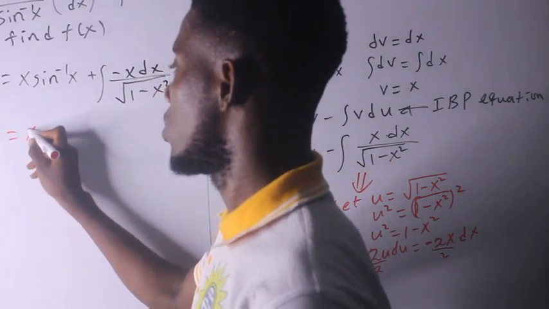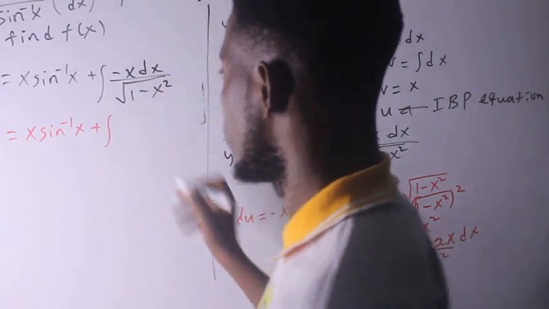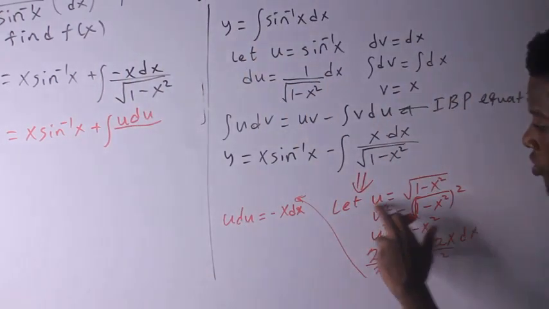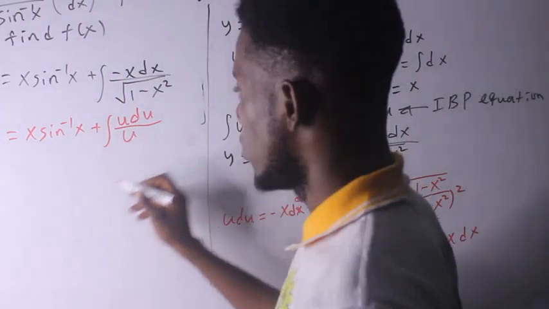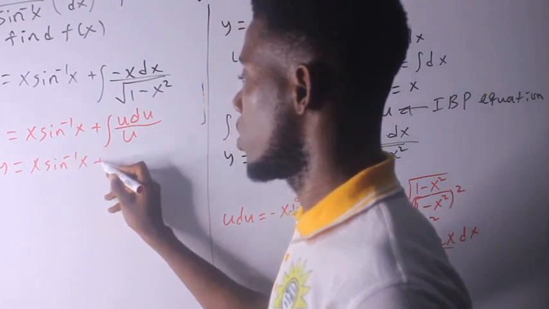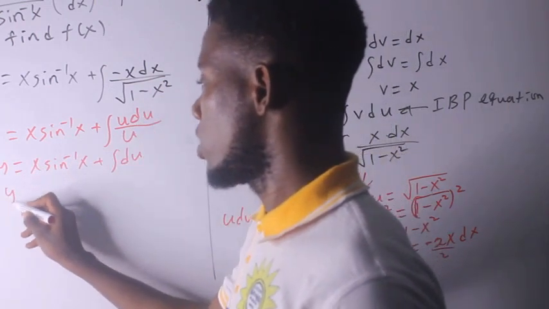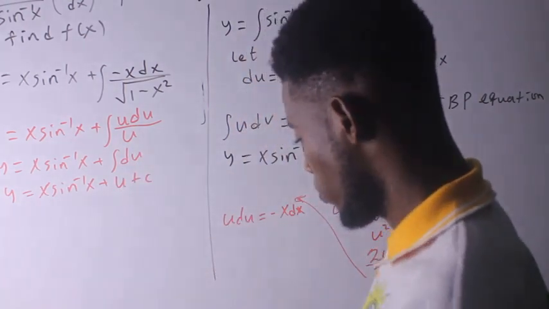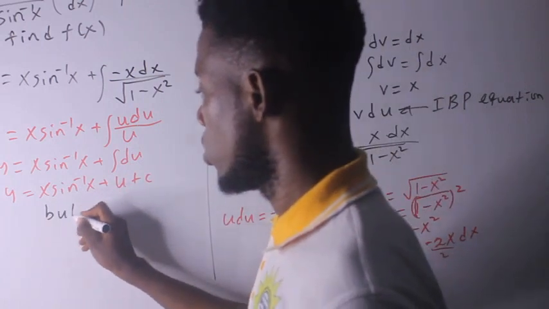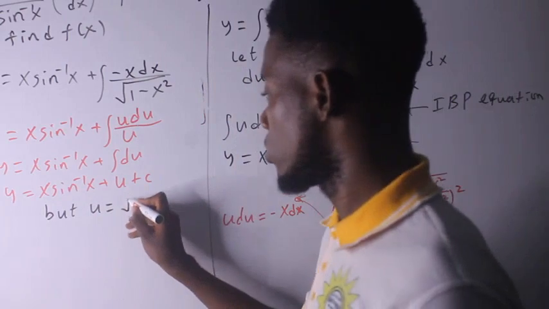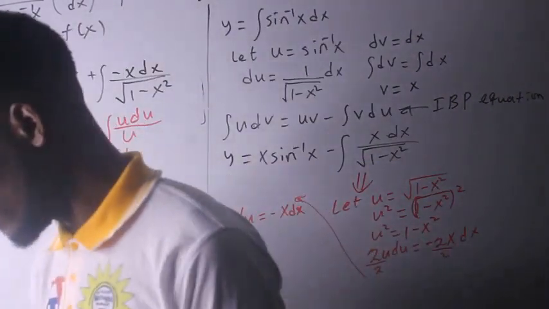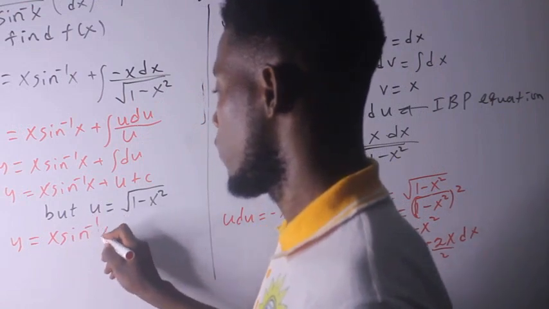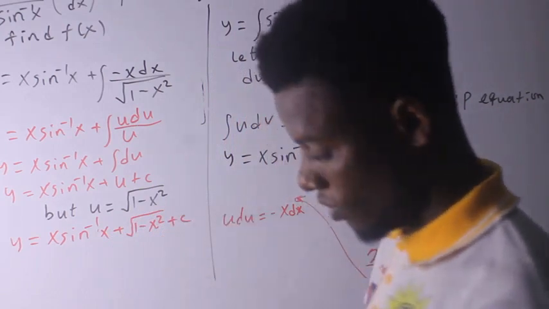So we get y is equal to x sine inverse of x plus the integral of negative x dx, which is u du, all divided by this entire expression. u is the entire expression, so the entire thing is u. So we have y is equal to x sine inverse of x plus, then they are going to cancel out, so you're going to have the integral of du. So y is equal to x sine inverse of x plus, what is the integral of du? It's just u plus c. But what is u? We say u is the square root of 1 minus x squared. Great. So what do we have there? We have y is equal to x sine inverse of x plus the square root of 1 minus x squared plus c. That's what we have.